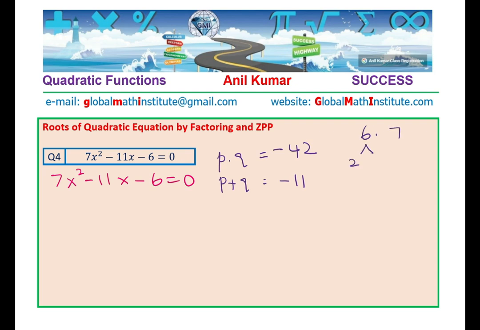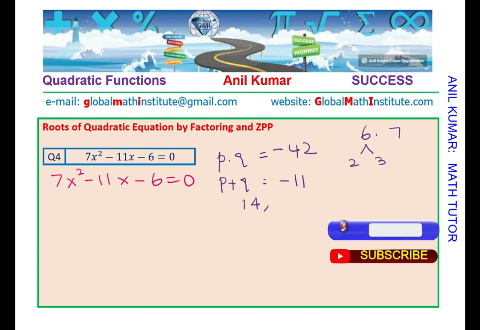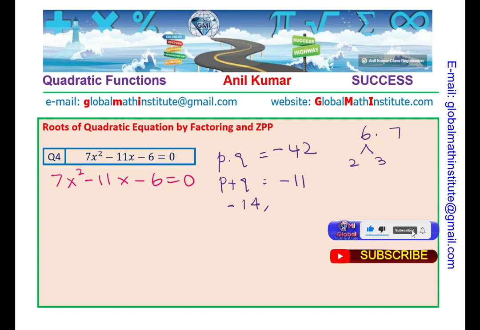6 has two factors, 2 and 3, right? We want 11, right? So 14 and 3 can work, correct? So the two numbers are 14 and 3, correct? 7 times 2 is 14 and then 3. Now, if I use 14 and 3, since I want sum to be negative, so it should be negative 14 and plus 3. Makes sense.